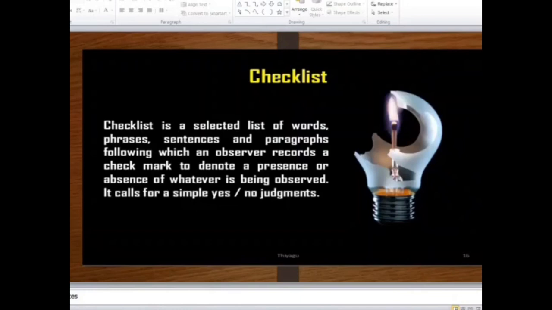This checklist calls for a simple yes or no judgment. The main purpose of this checklist is to call attention to various aspects of an object or situation to see that nothing of importance is overlooked. I'd like to give you an example.